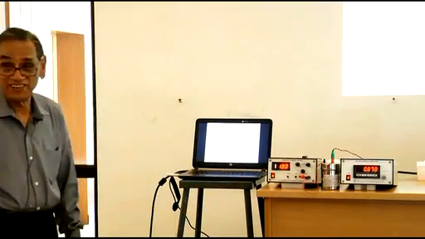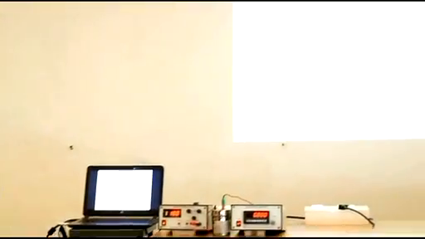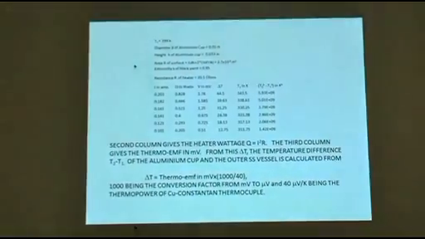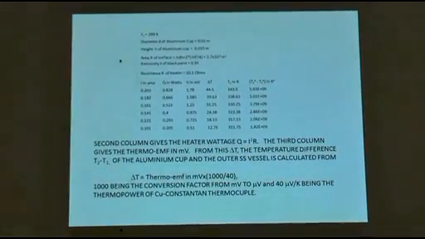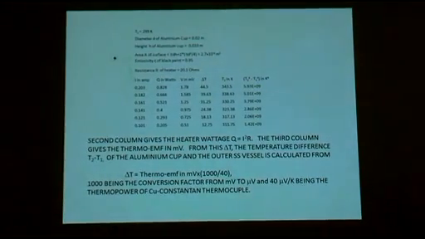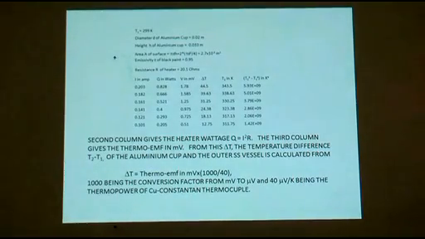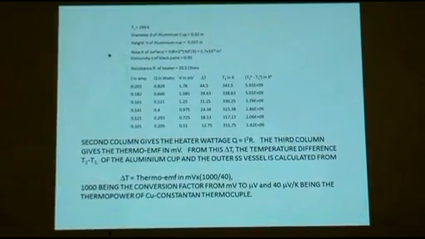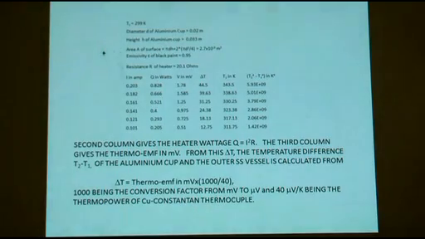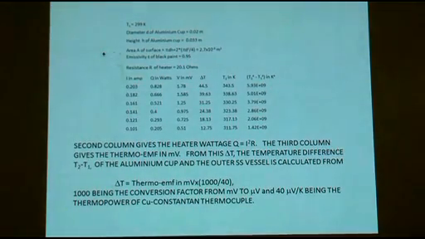A sample set of readings are given here. The temperature T2 of the surroundings is 299 Kelvin. The diameter of the aluminium cup is 2 centimeters, not 2 meters. The height of the aluminium cup is 3.3 centimeters, not 3 meters.